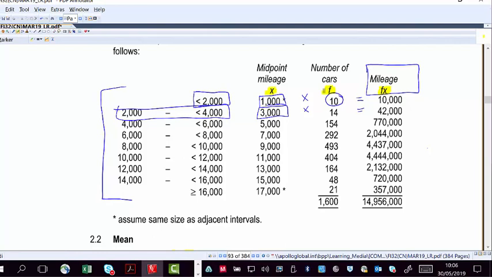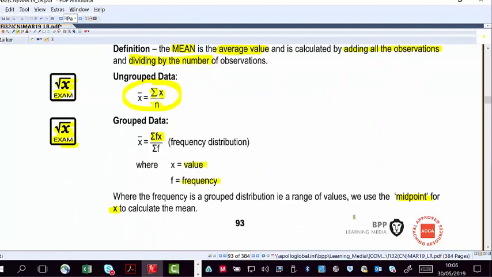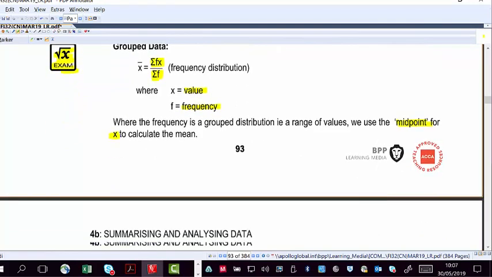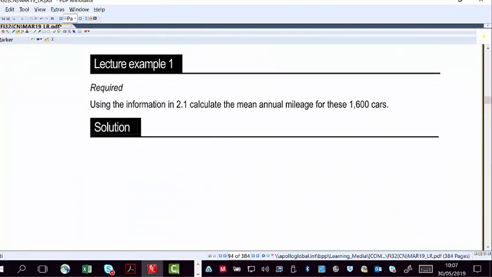So when we calculate the mean, we take the sum of fx, which is going to be our total mileage when we add them all together, and we're going to divide it by the number of observations. And the number of observations, again, is based on the sum of the frequency here. Okay, let's do it together. If we flip over the page, we'll see that we have our first lecture example, and it's asking us to use the information in 2.1 to calculate the mean annual mileage for these 1,600 cars.